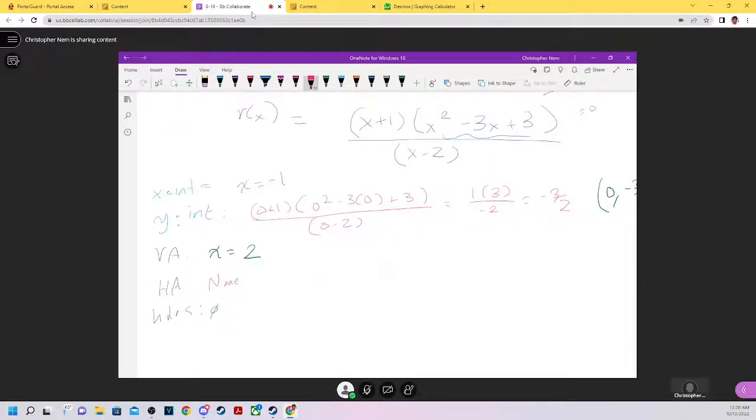But this has an issue. Because there is no horizontal asymptote, I don't know how the end behaviors are going to play out. Because the end behaviors I showed you earlier, they approach your horizontal asymptote. But now I don't have a horizontal asymptote, so I don't know the end behavior of my function. So how do I find the end behavior?